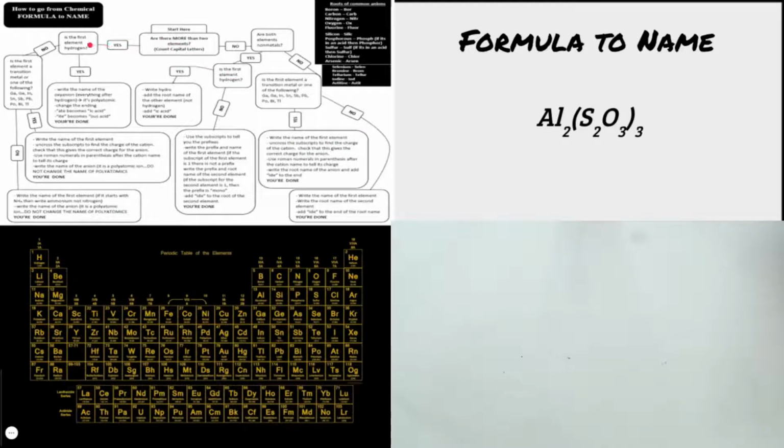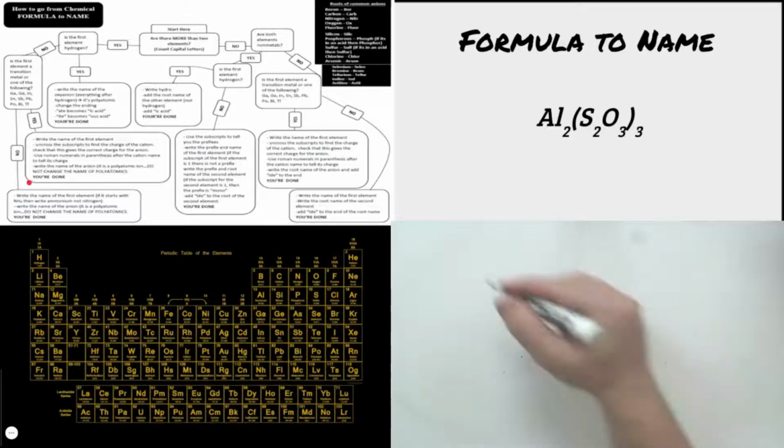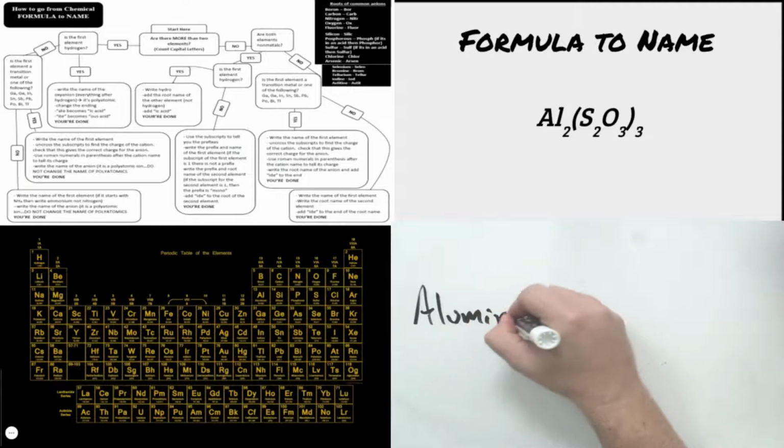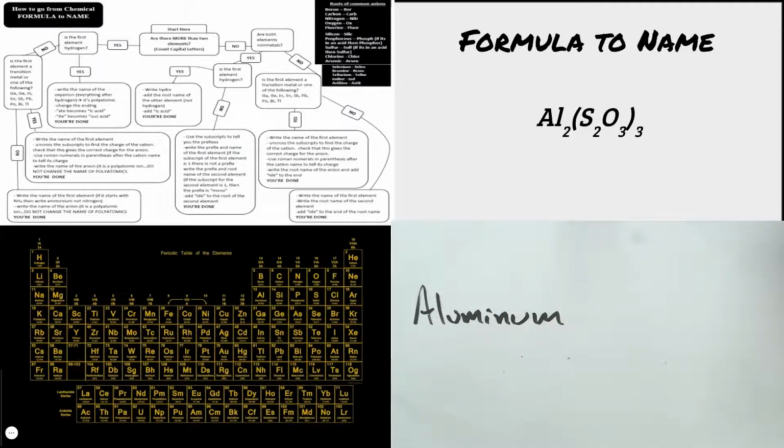All right. So are there more than 2 elements? Yes. Is the first element hydrogen? No. Is the first element a transition metal or one of the post-transition metals? No. So I'm going to write the name of the first element. Well, Al is aluminum. So I write aluminum. And then I write the name of the anion.